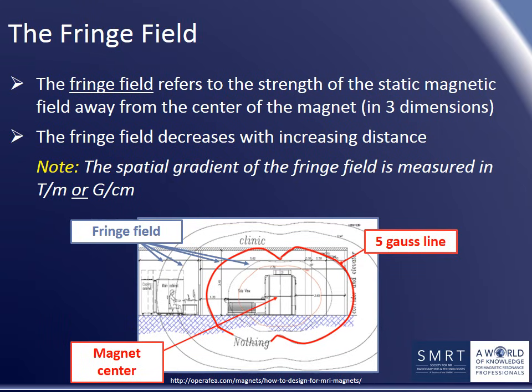An important aspect of the static magnetic field that you need to be aware of is the fringe field. The fringe field describes the strength of the static magnetic field away from the center of the magnet. The strength of the fringe field is often considered when determining MRI safety of implants, devices, and equipment in the MRI environment. It's important to note that the fringe field decreases with increasing distance from the center of the magnet in all three dimensions. The fringe field is measured in Tesla per meter or Gauss per centimeter because the strength of the field varies with distance.